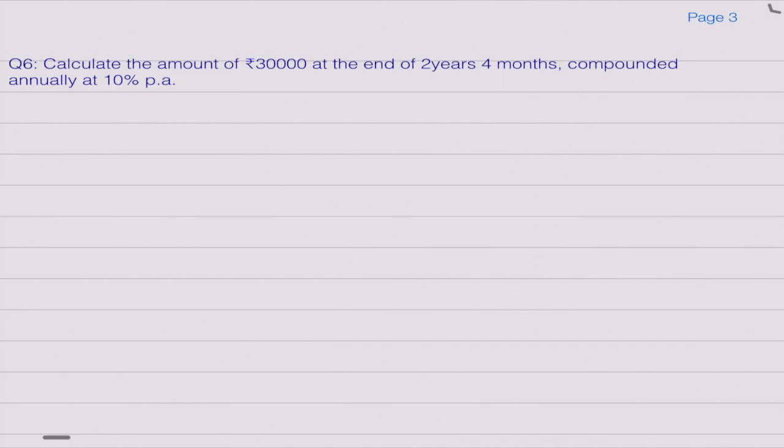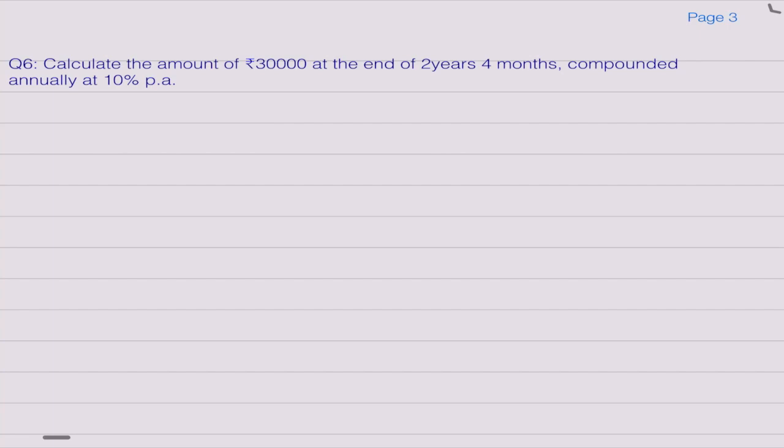So next question is question number 6. Calculate the amount of rupees 30,000 at the end of 2 years 4 months compounded annually at 10% per annum. See children, in this question the method is same as the previous questions. Only thing here, the time period they have given is 2 years 4 months.